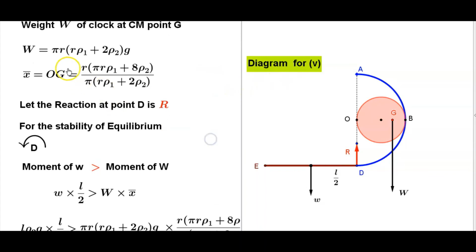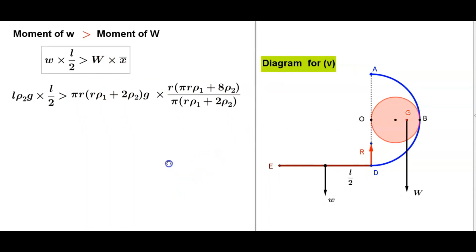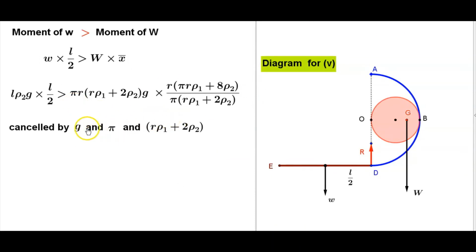Capital W is this one, pi r into r rho 1 plus 2 rho 2 into g, and X bar is this one. For this one for W and this one for this X bar. So when we simplify this, cancel g, pi, and r rho 1 plus 2 rho 2. Here r rho 1 plus 2 rho 2 cancel, and g cancels from both sides and pi is cancelled.